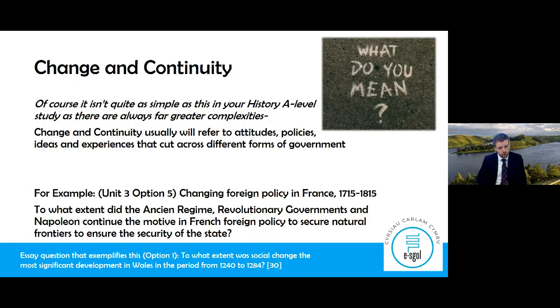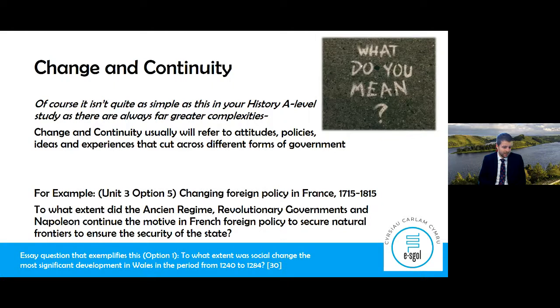So change and continuity usually refer to attitudes, policies, ideas and experiences that cut across different forms of government, different forms of control. Whether that's talking about the Liberal government or different administrations in America between 1890 and 1990. So for example, in option 5, changing foreign policy in France 1715 to 1815, again taken word for word from the content in the specification for option 5.